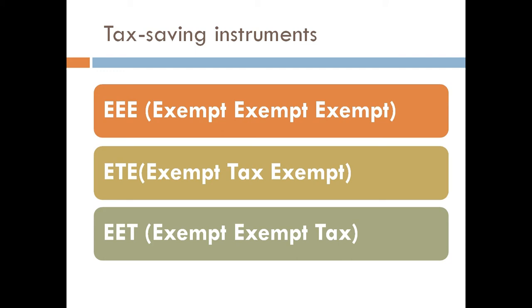So based on that, there are three types of tax saving schemes that will be helpful for choosing the FI product, that is, fixed income product, for your investment. So first is the triple E scheme, second is the ETE scheme, and third one is the EET scheme. So these are the three schemes. We'll see them in detail with one simple table that will help you.